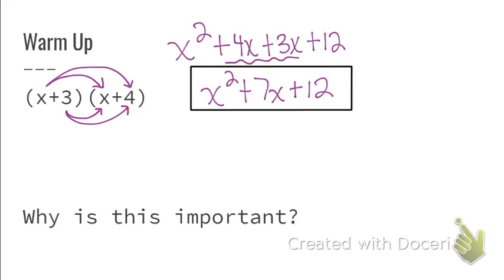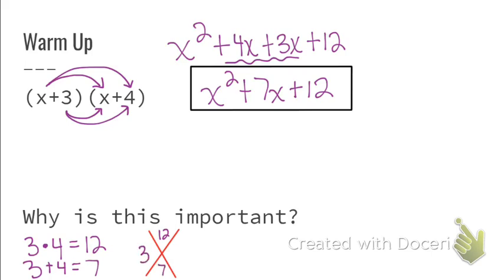Okay, so why is this important? Well, you might notice that the numbers that were in our binomials, 3 and 4, are related to the numbers that ended up in our polynomial, 7 and 12. So this is important because 3 times 4 equals 12 and 3 plus 4 equals 7. So if we had been looking at that x yesterday and we'd been trying to multiply to 12 and add up to 7, we would have used 3 and 4. That's why this is important for today.